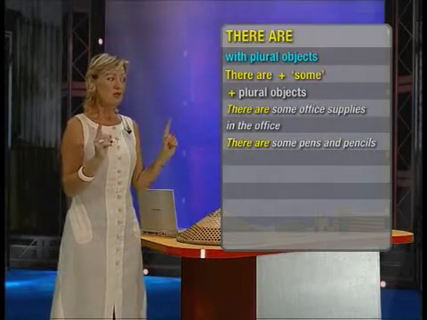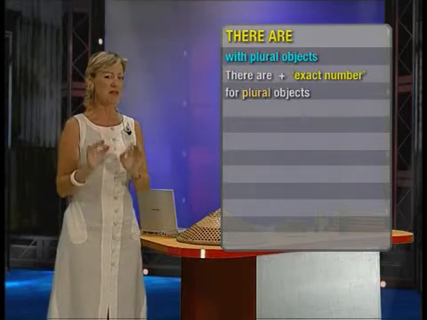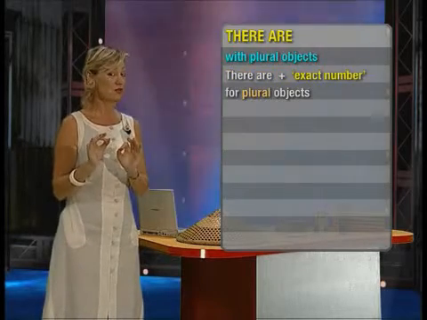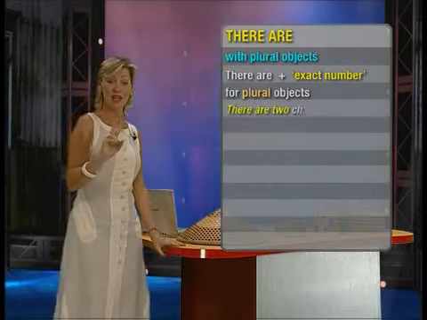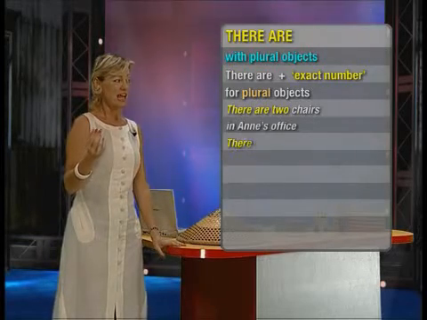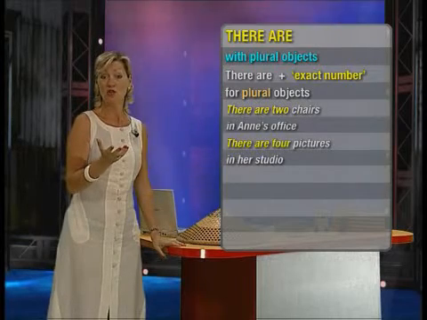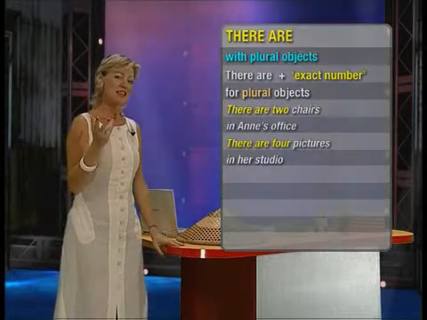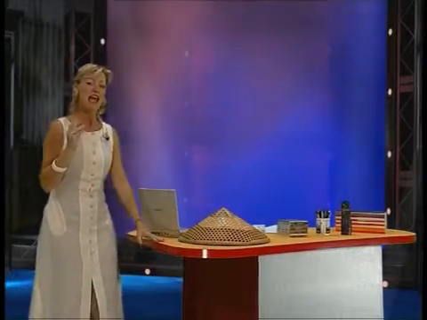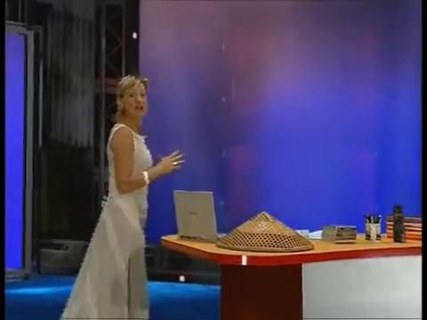And we also use that for the exact number of plural objects. So, for example, there are 2 chairs in Anne's office, and there are 4 pictures, for example, in her studio. All right, so that's an introduction to there is and there are some. Now, in the next lesson, we're going to look at the difference between some and any, which is very important. So listen out for that in the next episode, and then come back here and we'll work on it.